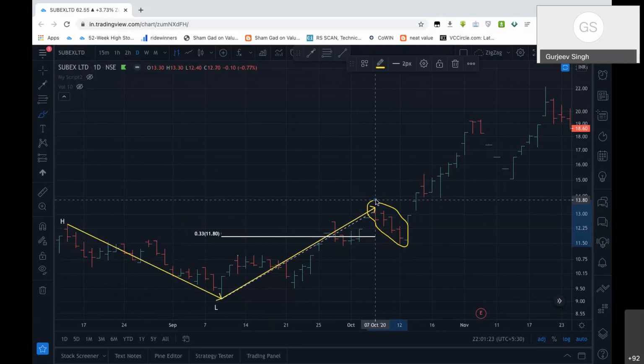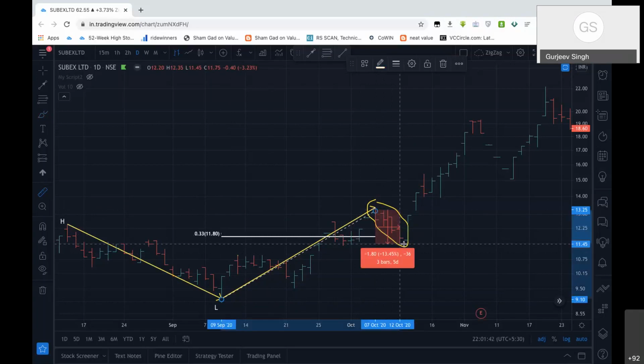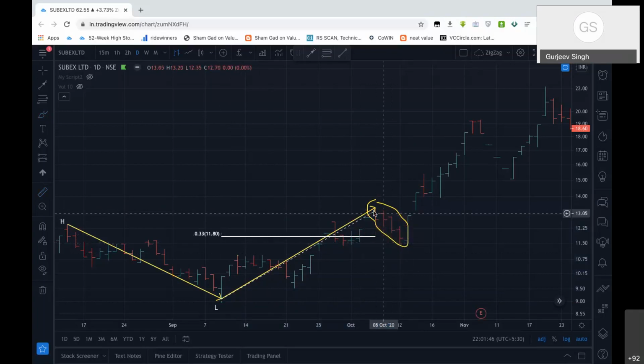This was my previous move, from this bar to this bar, from 9th of September till 7th of October. Tentatively 1 month, my trend was up. And then we had downfalls. Now these downfalls were to the tune of 13% comparing from this high. Okay. Now this downfall should be greater than or equal to 33%.